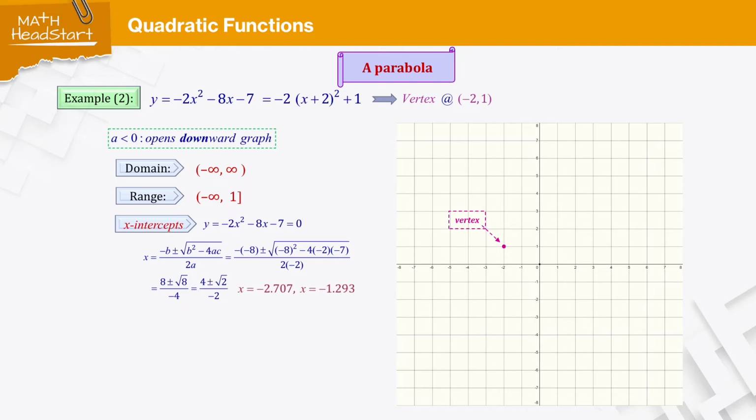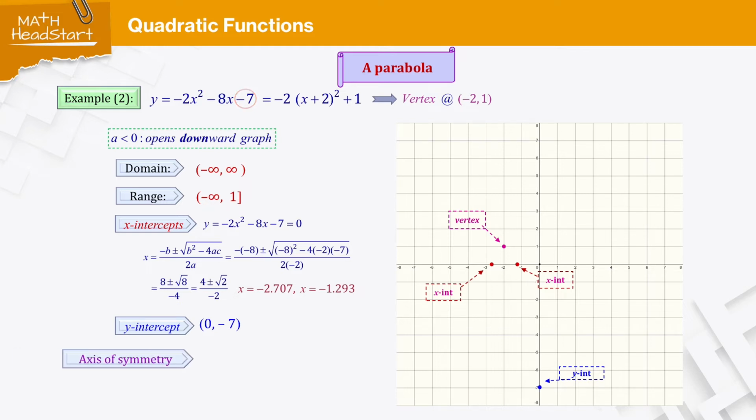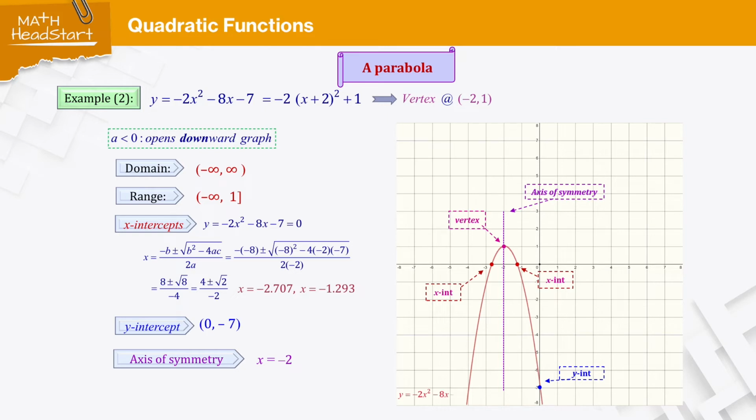We can find the two roots by using the formula. Let's plot these 2 points on the x-axis. For the y-intercept, since the constant term is negative 7, it is negative 7 on the y-axis. The axis of symmetry goes through the x-value of the vertex, so x equals negative 2. Now we connect these important points and use the information to get the graph of y equals negative 2x squared minus 8x minus 7.